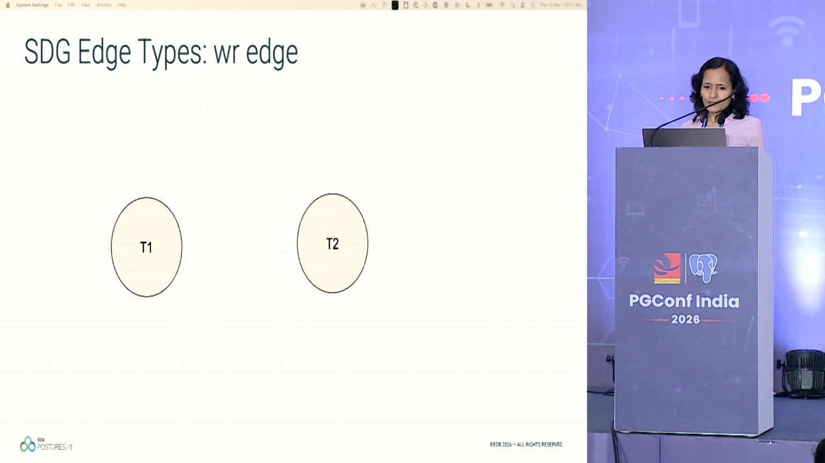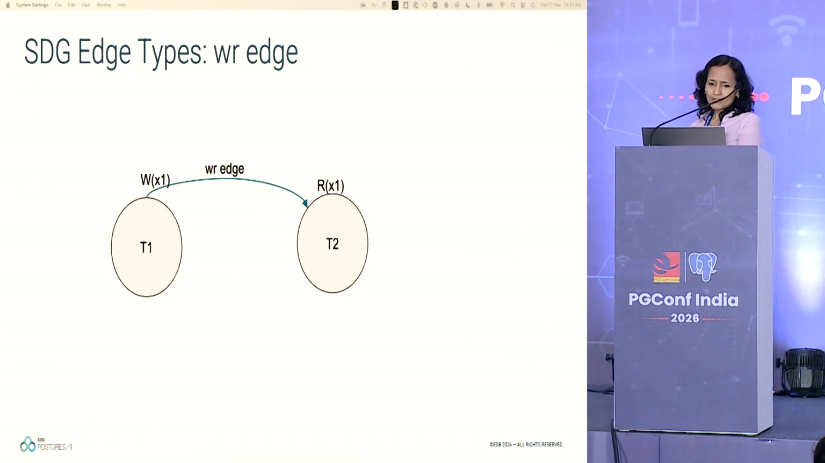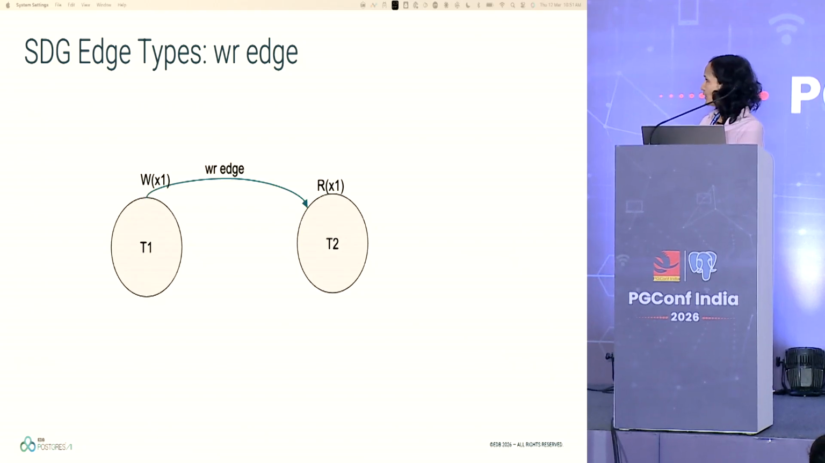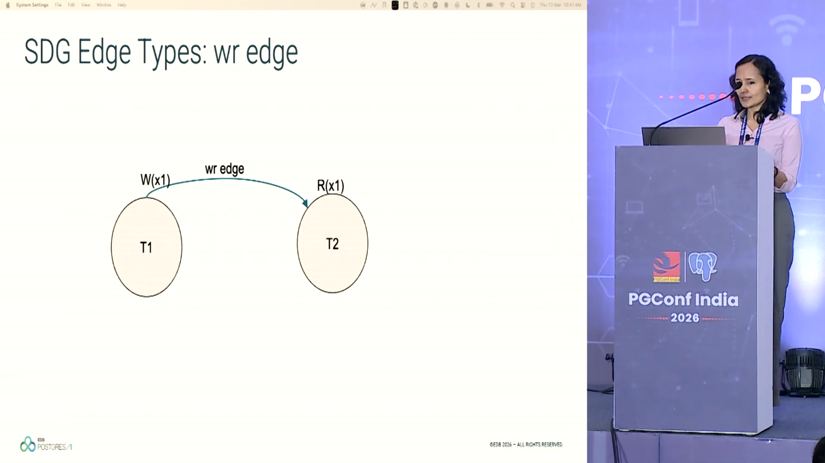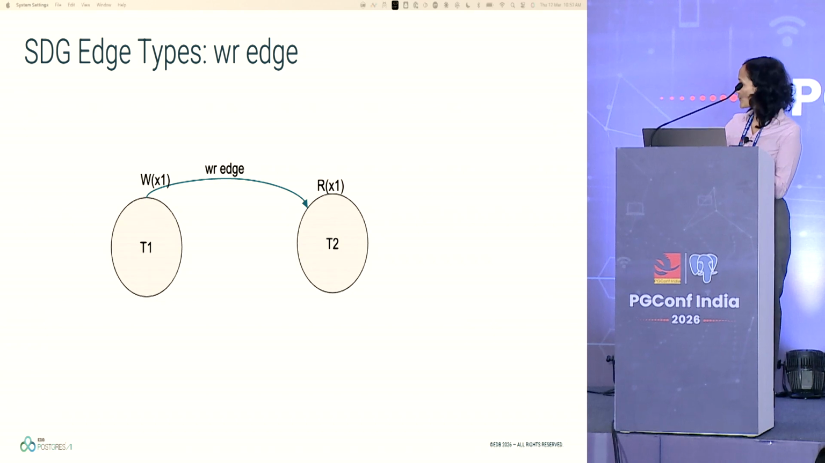This is another type of edge, which is a WR edge. T1 happens first and then T2 happens. They are not concurrent. T1 writes X and T2 reads that version of X, and because T2 can see what T1 has written, T2 takes its snapshot after T1 commits. So WW and WR edges are denoted with solid edges, and the first edge that we saw, when T1 and T2 are concurrent, is with a dotted line.